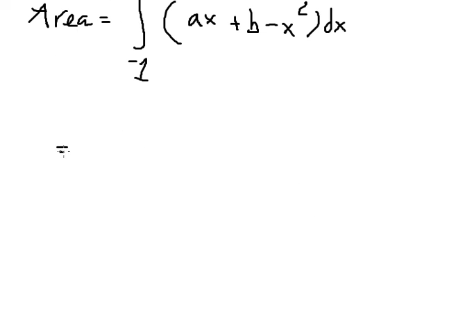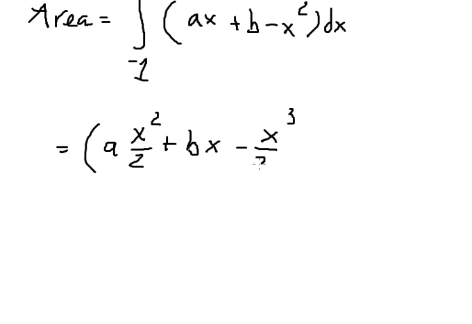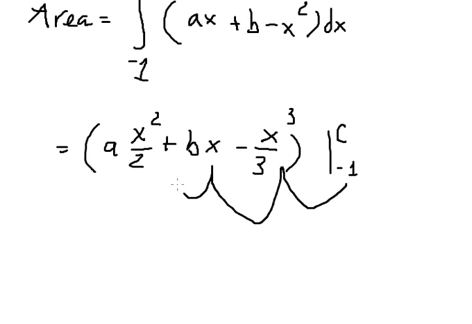So the integration of this one, we have ax squared over 2. For b, we have bx. For this one, we have negative x to the power of 3 over 3. And we put the bound from negative 1 to c. Now we put c in here. Negative 1 in here.